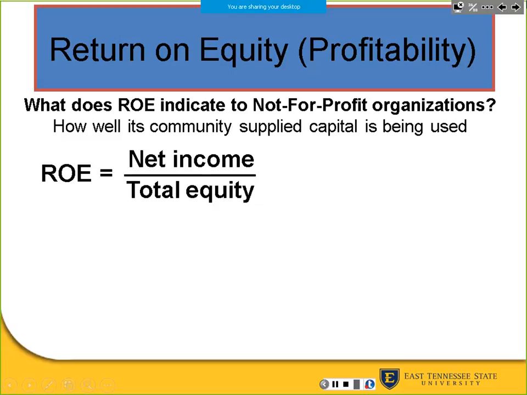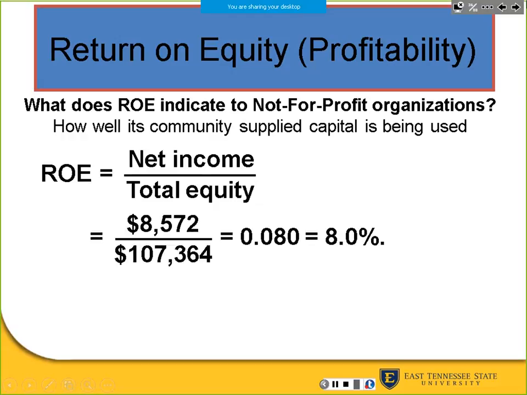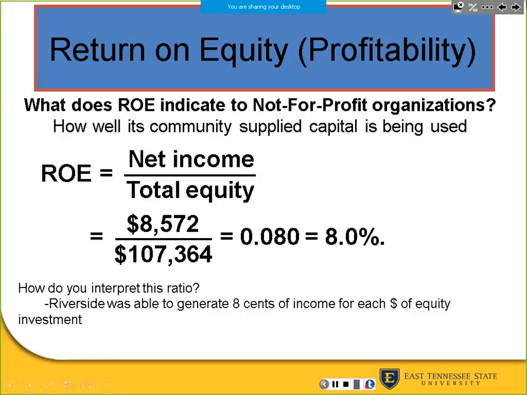So here we're looking at net income, which we know is 8572, and we're going to divide that by our total equity. So we're going to go to which sheet? Income statement and balance sheet. So since we know our income, what's our equity? 107,364. So we're going to have a return on equity of 8%. Equity is going to be on your balance sheet. It's right above your total liabilities. So how are we going to interpret this one?